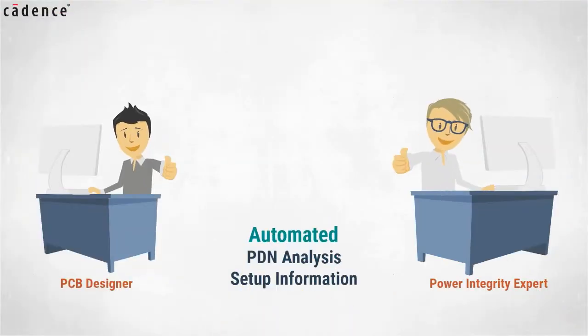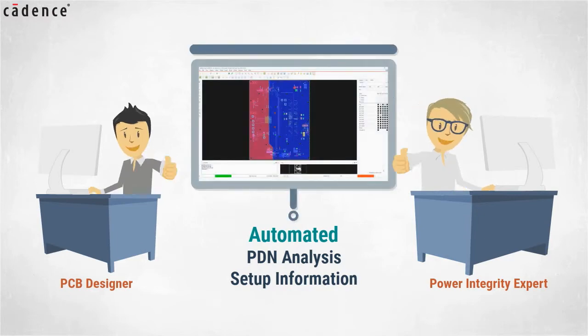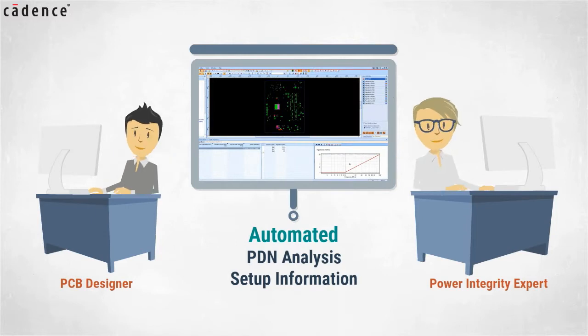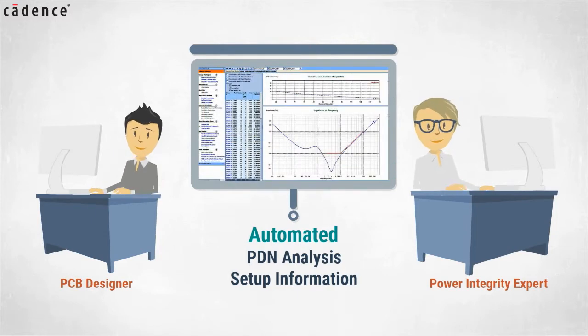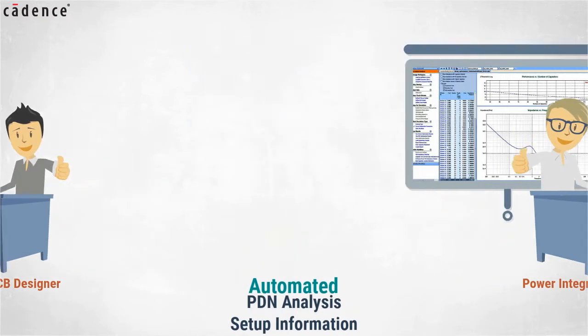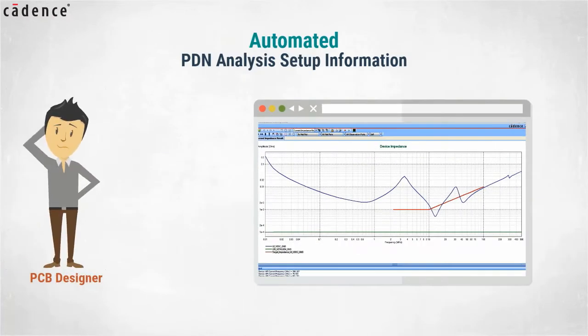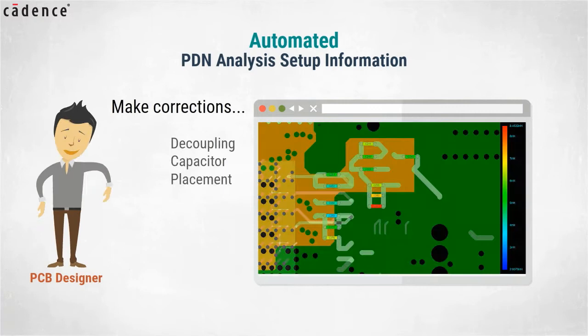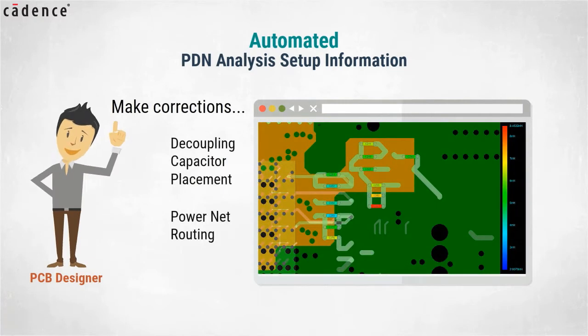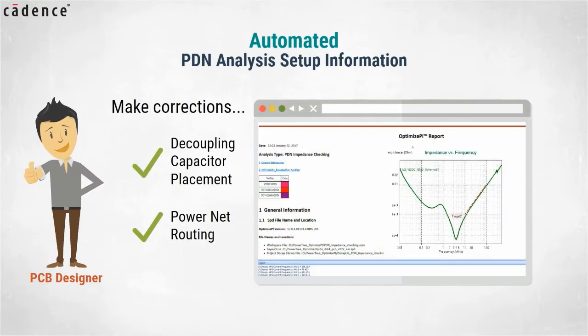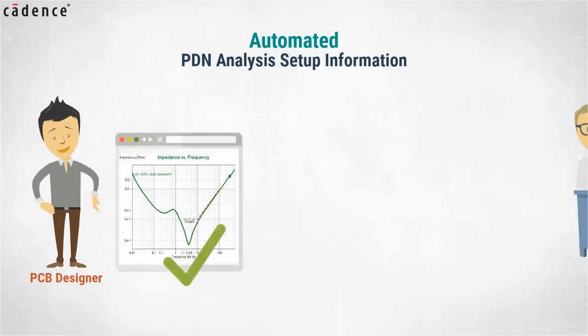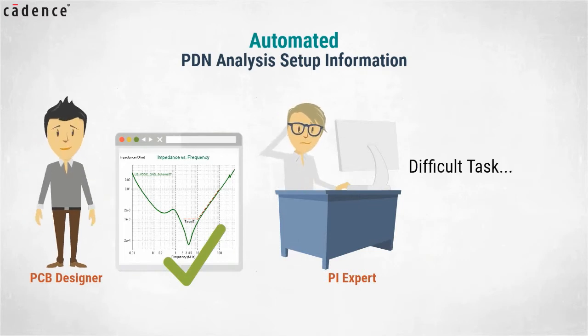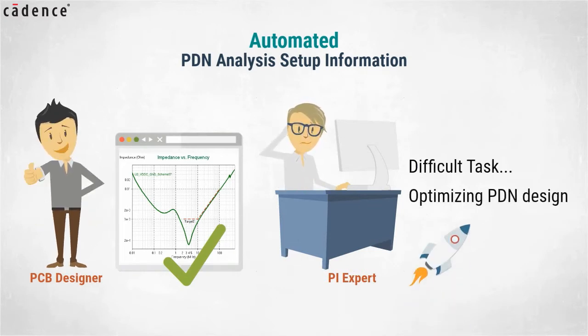Now, as the PCB is going through layout, PCB designers can perform PDN analysis on the planes, pours, and routed power nets for each voltage, ensuring that the critical components meet target impedance requirements. Should the impedance be too high, the PCB designer can make corrections to decoupling capacitor placement or power net routing to bring the design into spec. With target impedance values for each power rail validated by the PCB designer, the PI expert can turn his attention to the difficult task of optimizing the PDN design for the highest performance with the lowest cost.